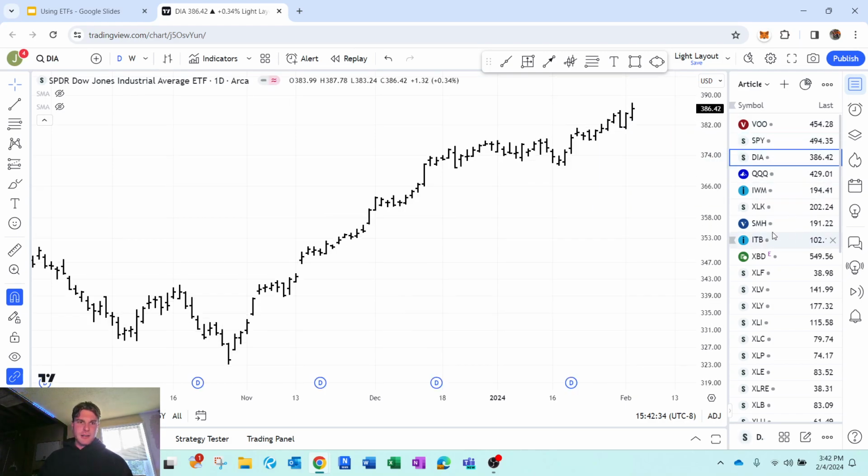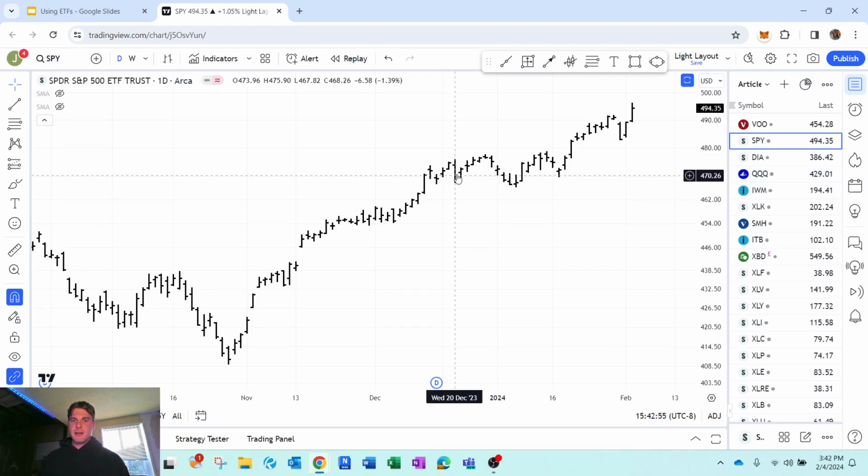When you go to the DIA, on the other hand, this is the Dow Jones Industrial Average. This one is only made up of 30 stocks, and you can see just the slightest changes in the price action. Back here, pretty much from the middle to end of December until recently, for that month from the 20th of December to the 20th of January, there really wasn't much volatility.